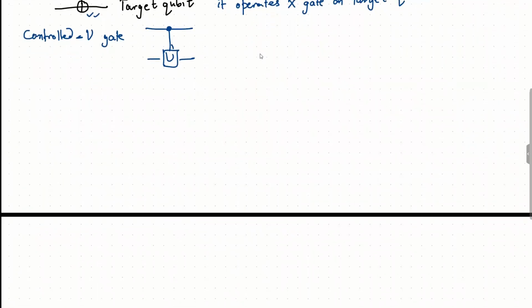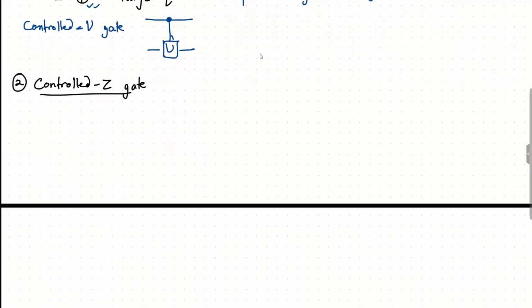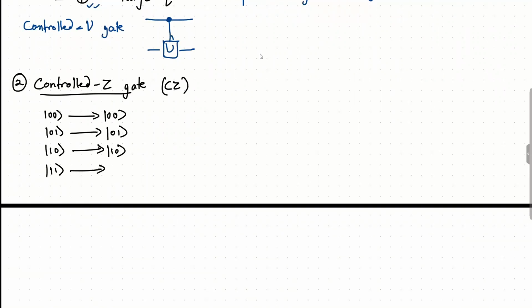So now we'll look at the control Z gate. I think people also prefer writing just control and not controlled, but you could write anything that you want. Okay, so how does control Z operate? This is written as CZ in short. The way it operates is the following. It takes 00 to 00 only, 01 to 01, 10 to 10, and 11 to -11.